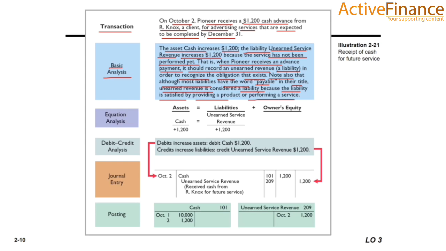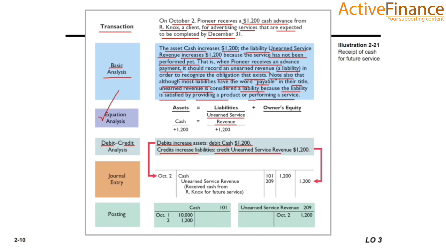So in the equation analysis, we will record that cash increases. That's why we will record it on the asset side, and in the liabilities account we will record unearned service revenue, which is 1,200. This is the debit and credit analysis, that is, which account will be debited or credited in the general journal. Debit increases assets. If assets increase, they will be recorded on the debit side, as we have learned. So we will debit cash 1,200, and credit increases the liability, unearned revenue of 1,200.